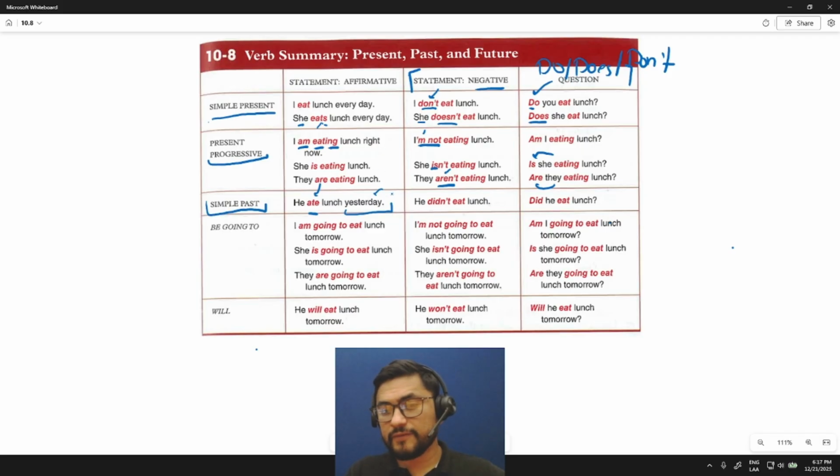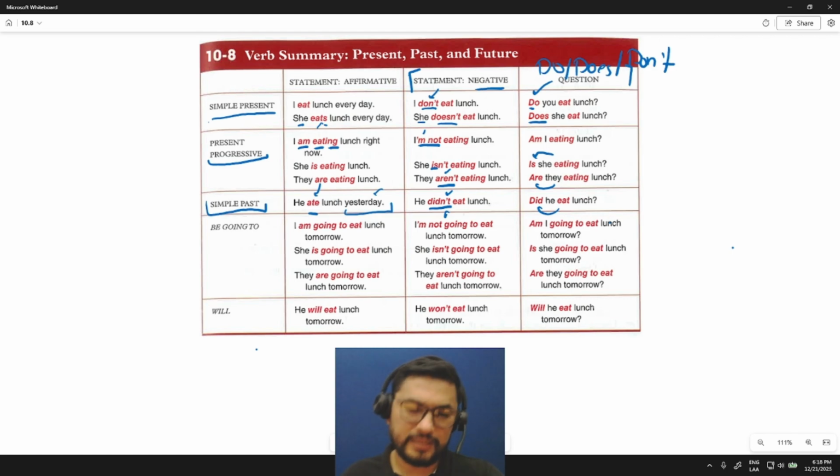Since we don't have the verb to be, we're going to use the verb did or do. Did in the past, and we're going to use our negative. He didn't eat lunch. Question form, again, we move the auxiliary to the front. Did he eat lunch?